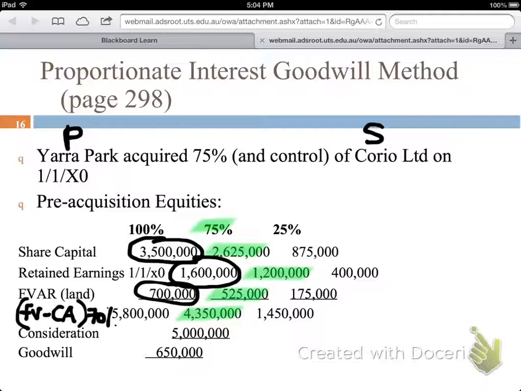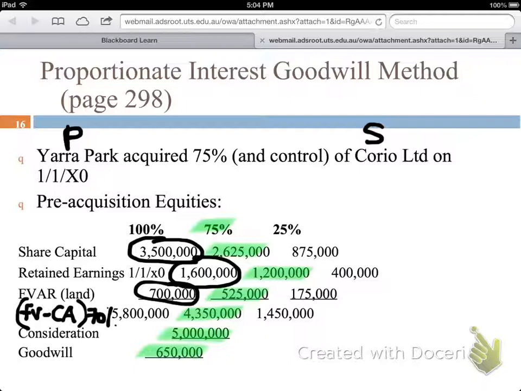So here you get a total equity acquired of $4,350,000. The purchase price is given to you in the question as $5 million. Note, we don't have to apportion the $5 million. We had to make the apportionment to the pre-acquisition equity because the parent only has 75% of equity, whereas the purchase price is simply as given in the question. That's $5 million paid for 75% of the equity. So here we have a goodwill of $650,000.